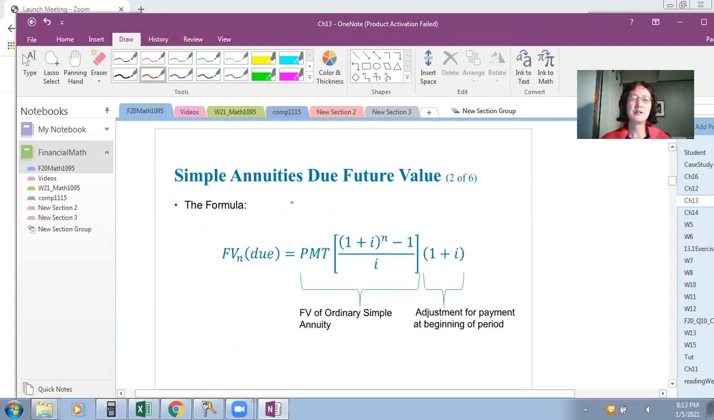So remember, the ordinary simple annuity future value is this one here, PMT times 1 plus i raised to power n minus 1, divided by i. And if you multiply by 1 plus i as adjustment for payment at the beginning of period, you get the future value for simple annuity due.